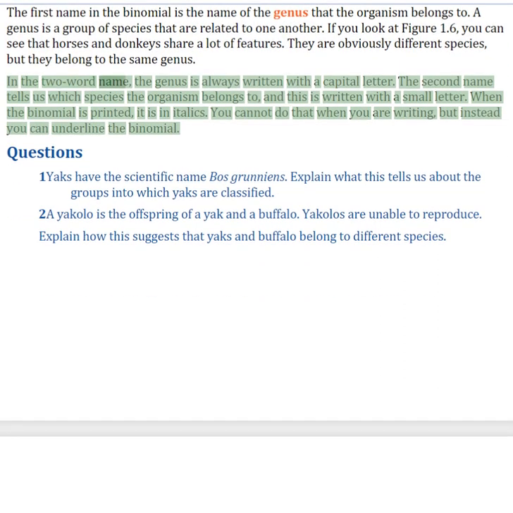In the two-word name, the genus is always written with a capital letter. The second name tells us which species the organism belongs to, and this is written with a small letter. When the binomial is printed, it is in italics. You cannot do that when you are writing, but instead you can underline the binomial.